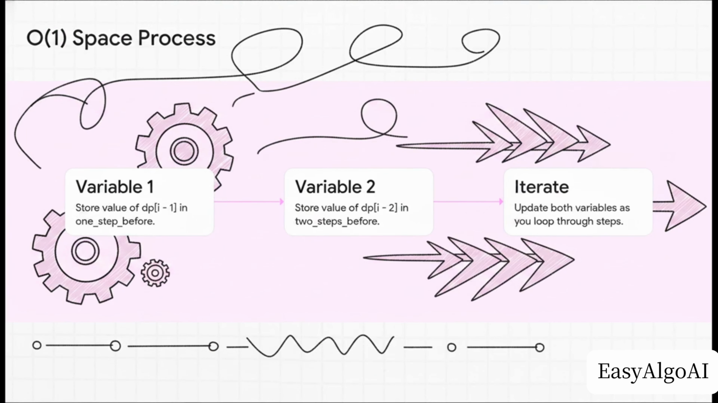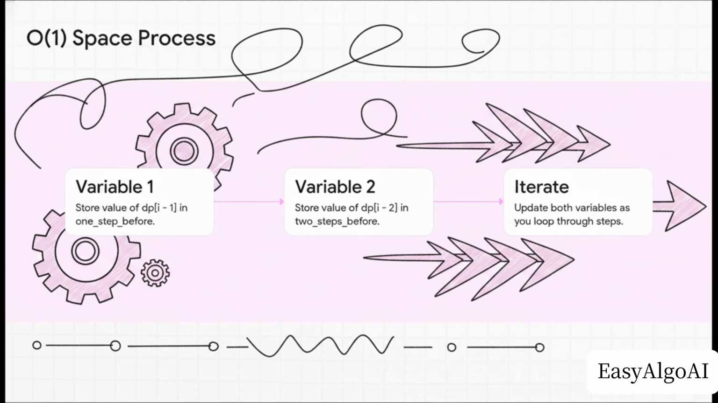Look really closely at the DP relation we just built. To calculate the current step i, what do we actually need? We only ever need to access the previous two values. That's it. We absolutely do not need to store the entire historical array. We can literally just use two variables, one step before and two steps before.